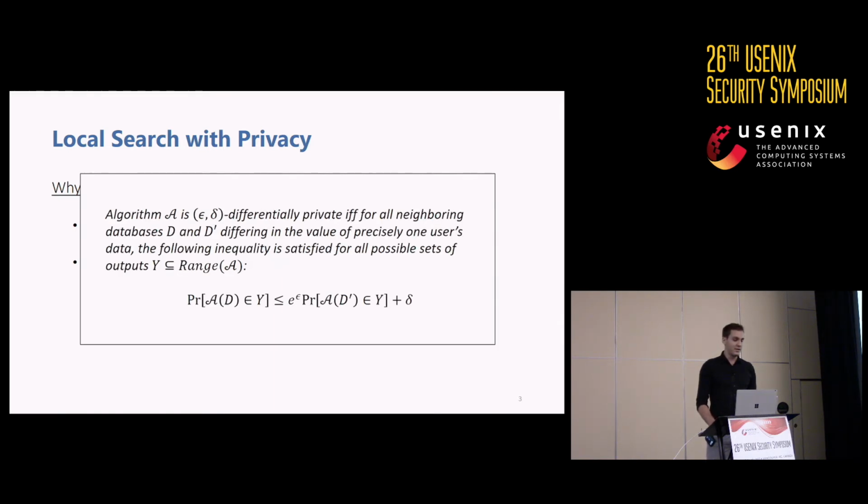But I will very quickly mention that the differential privacy definition that we have is this epsilon delta definition of differential privacy. In a nutshell, all it says is that a randomized algorithm is differentially private if the algorithm isn't very sensitive to changes in one user's data or a small number of users' data.